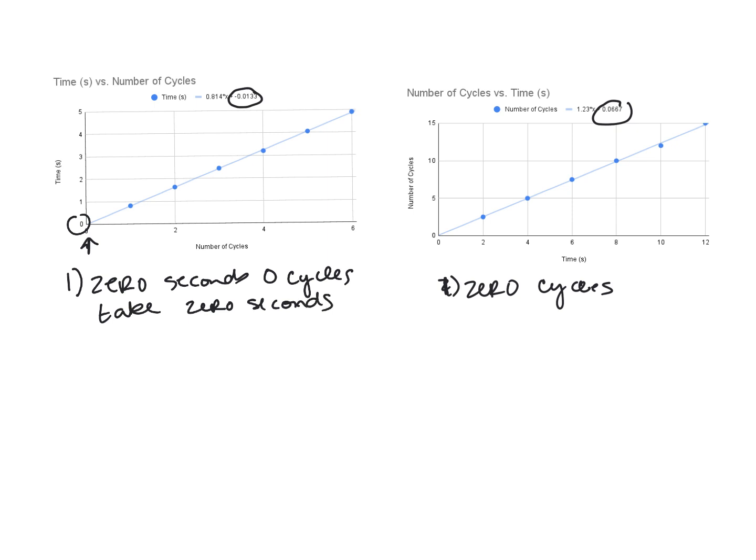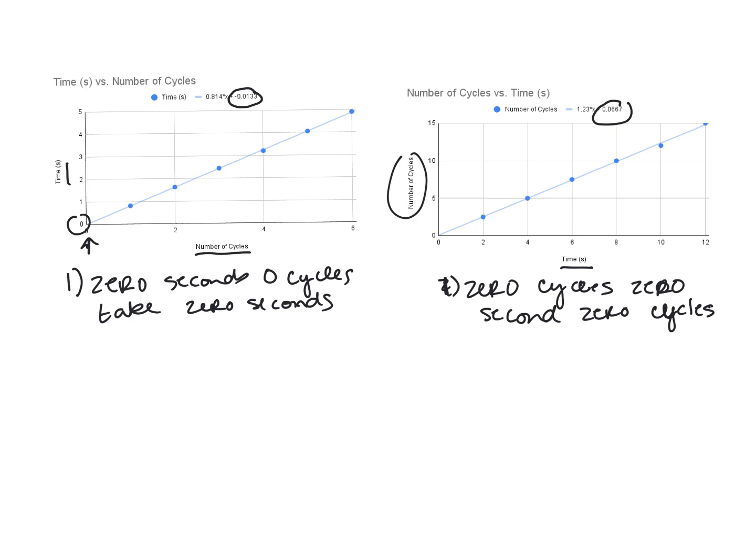For the second way you could have done it, where if you changed the time and counted the number of cycles, if you time for 0 seconds, you will have 0 cycles. So very similar answer. It just depends on what you used for your independent variable and your dependent variable. So in my first graph, I had number of cycles as my independent variable. So I changed the number of cycles and I measured the time. So if I had timed 0 cycles, I didn't actually do this, but it should be 0 seconds.